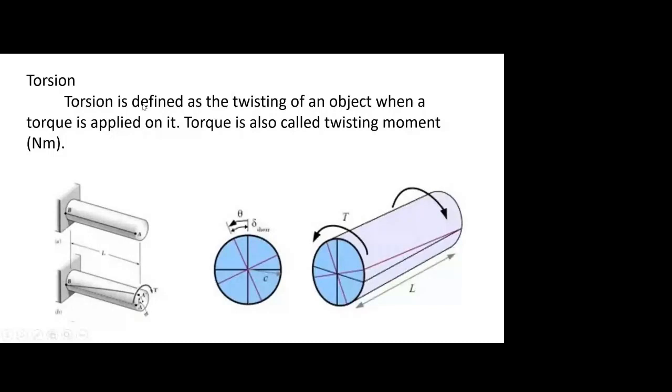Torsion is defined as the twisting of an object when a torque is applied on it. The torque is also known as the twisting moment. So we are considering a bar or a rod which is held at one end, and we are applying a torque or twisting moment. The unit of twisting moment is usually taken as Newton meter, kilogram centimeter, kilogram meter, etc. So we are applying a torque at the end.